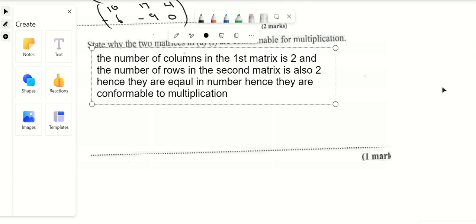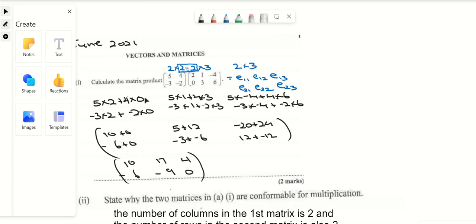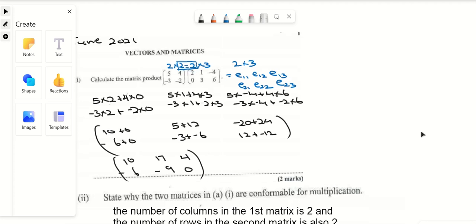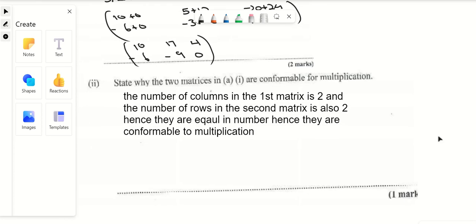So all you need to make sure, and we did it while we were checking this question, is you need to make sure that your number of columns in your first matrix and your number of rows in your second matrix that you're multiplying are equal, hence they are conformable or is possible to multiply.